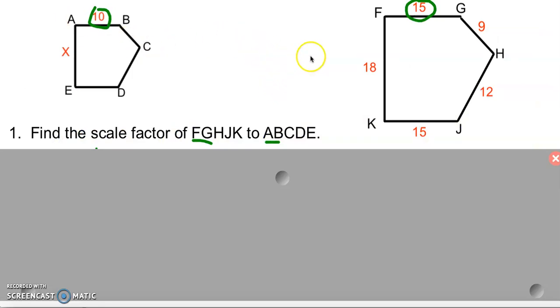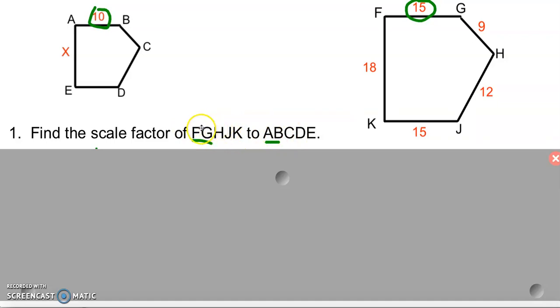So let's take a look at a little bit more involved example here. In this case, I've got a pentagon here, and I've got a bigger pentagon here, and I want to find the scale factor of FGHJK to ABCDE. Now, one thing I want to point out is that I don't want you to get tricked by just looking at these and going, oh, this can be 10 to 15, and that'll reduce to 2 to 3. Because the scale factor here is going to be driven by the way that the statement is written.